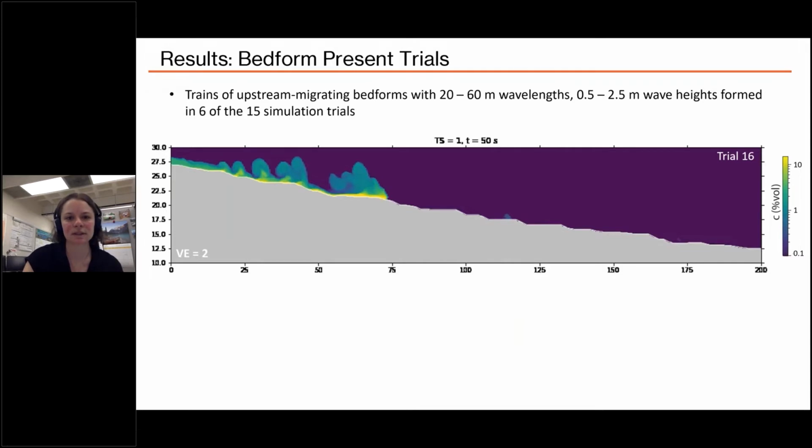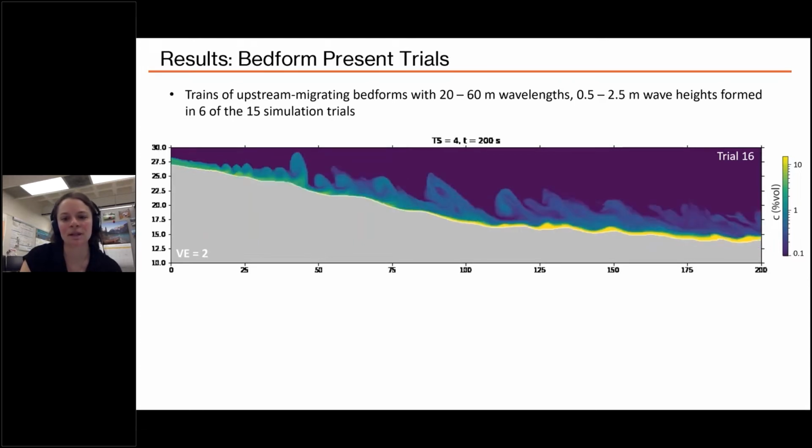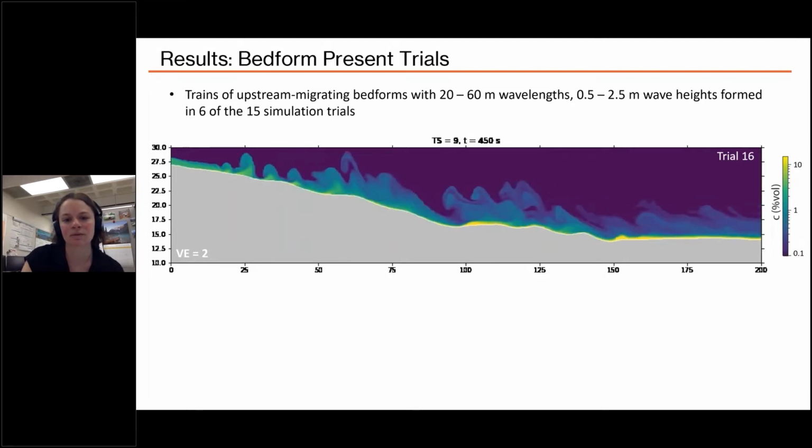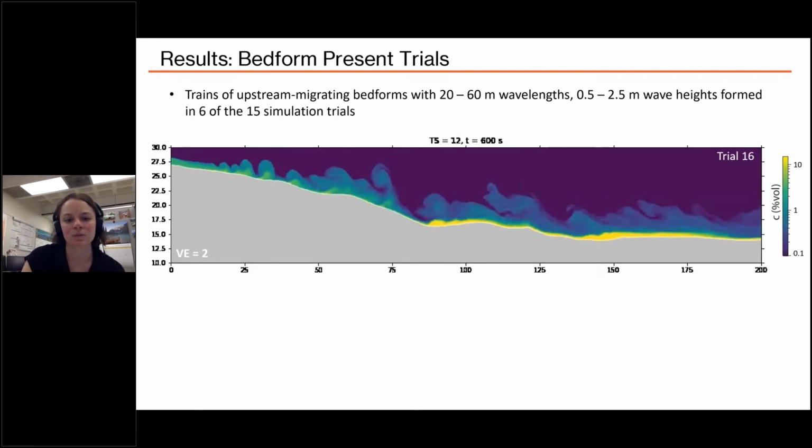In 6 of the 15 simulation trials, bedforms developed on the slope. I'm going to play a video from one of these trials, and the video is showing the flow concentration field. Just to note, I've logged the scale in order for better visualization of the flow. So I'll start the video. You can see that the flow initially erodes, and after a period of time, a train of bedforms develops that are preceded by a steeper slope.